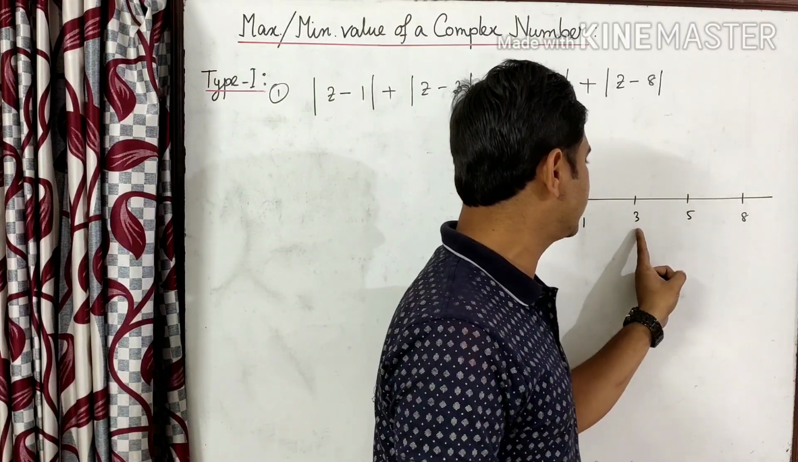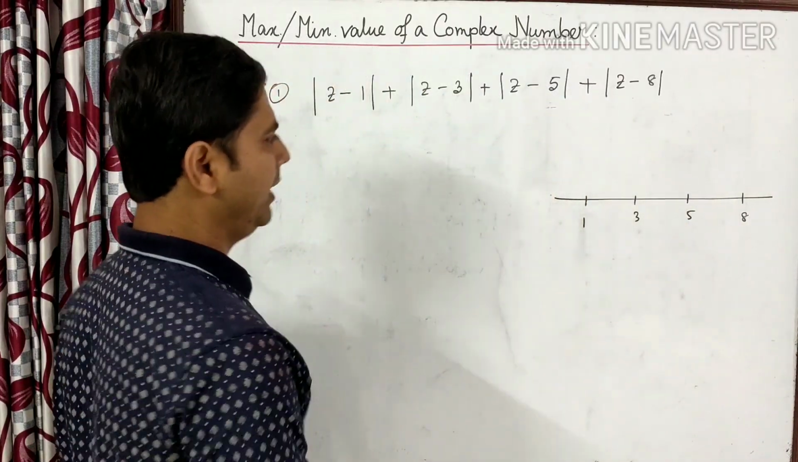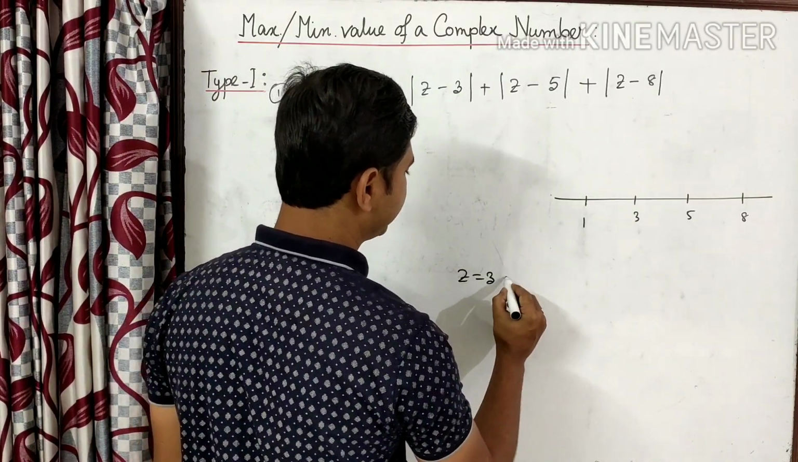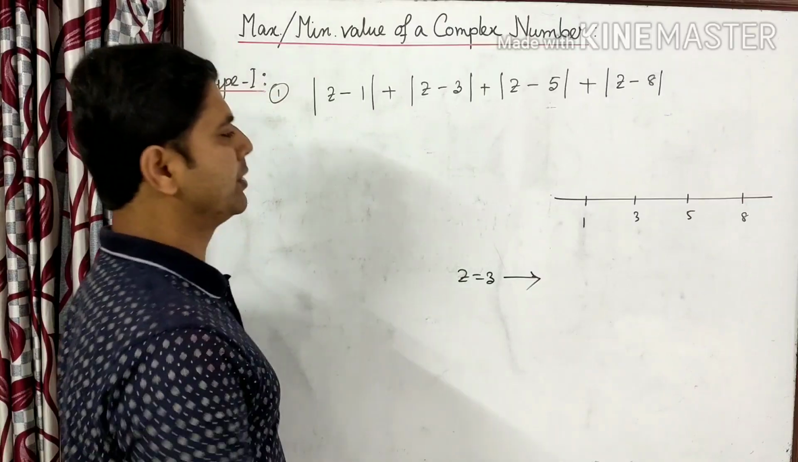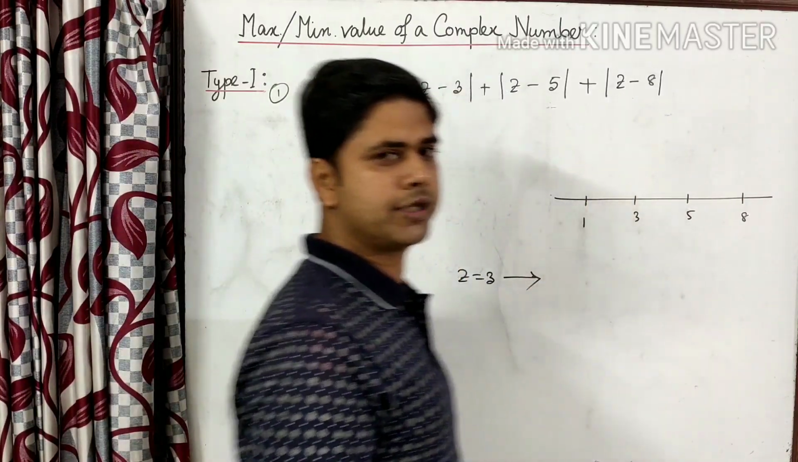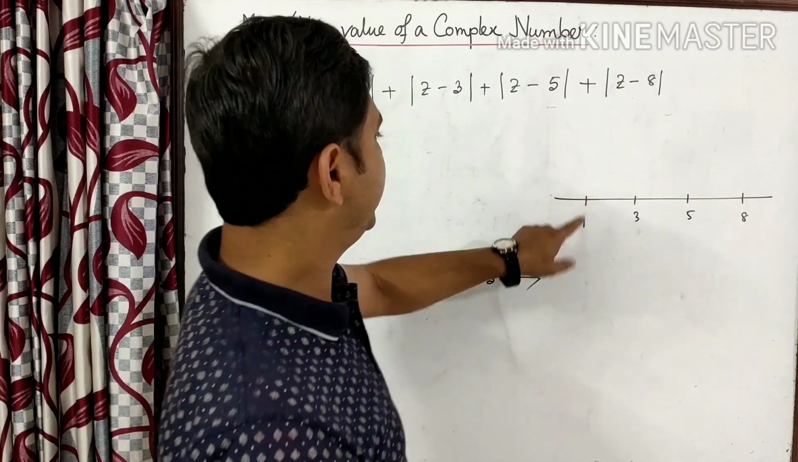There are 2 middle terms. One is 3 and another is 5. If you consider this term, for z equal to 3. When you consider z equal to 3, then how much will it be?